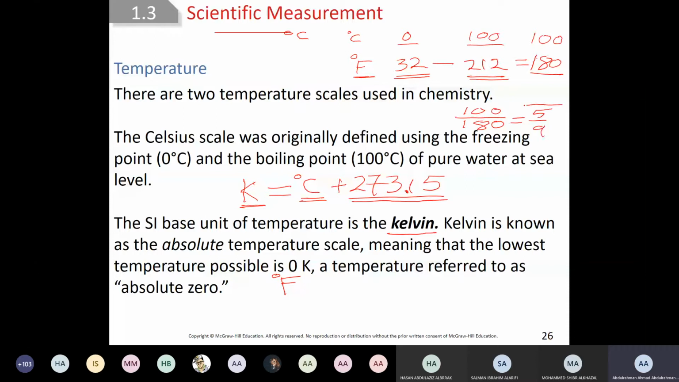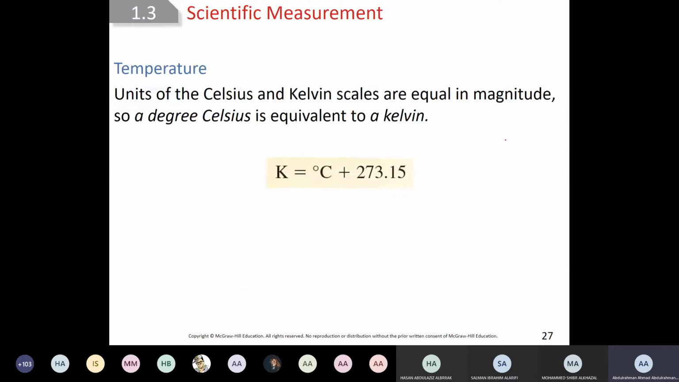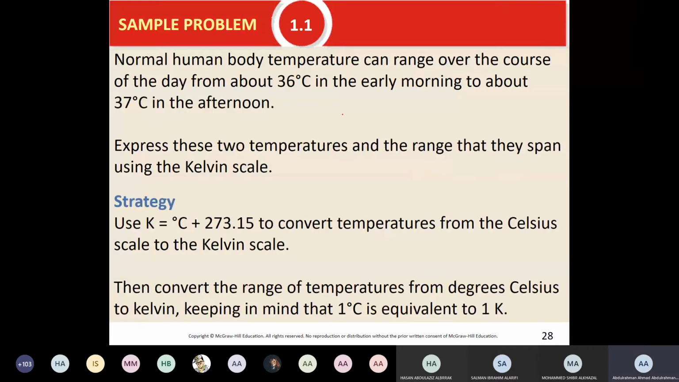I want you also to memorize this number. Clear? Now, very quickly, let's solve this question. Normal temperature for a person is 36 degrees C. That's your temperature, between 36 and 37. That's your body temperature. What's this in Kelvin? Very quickly.